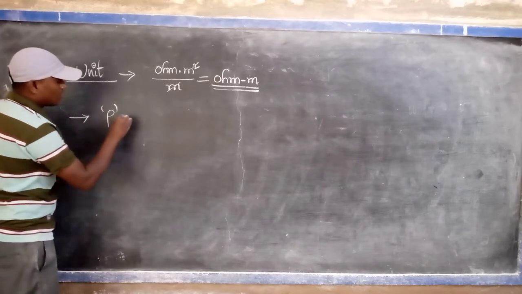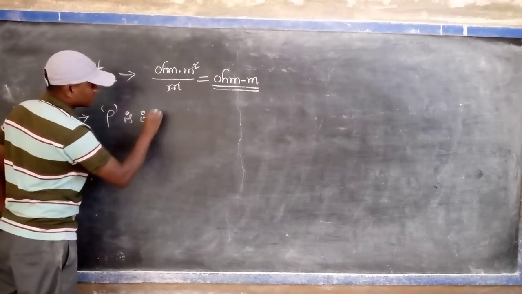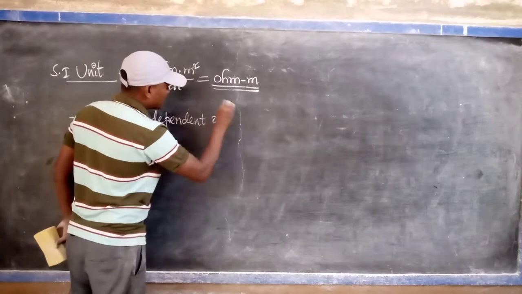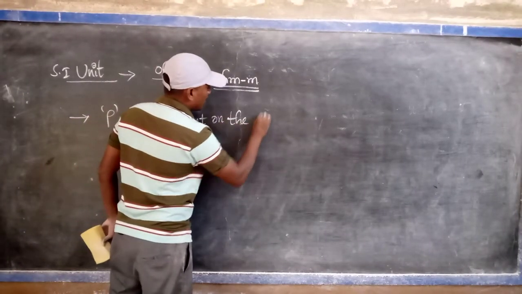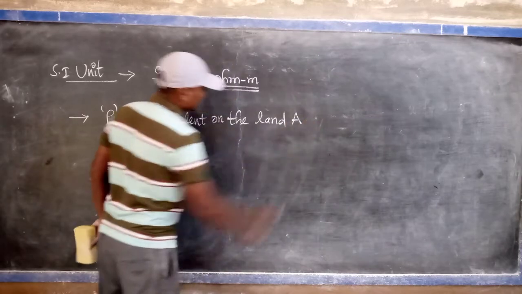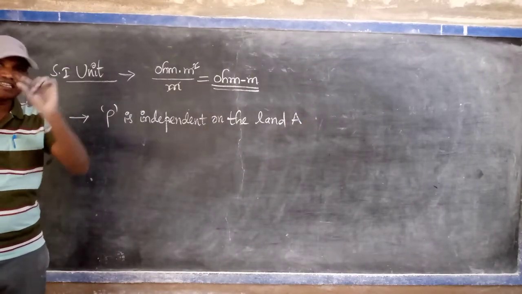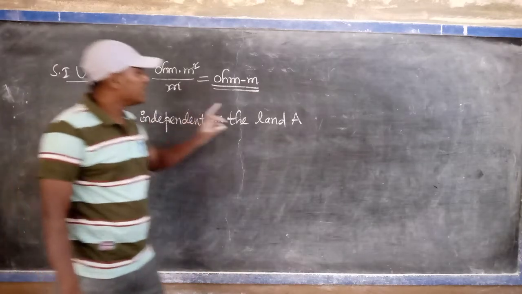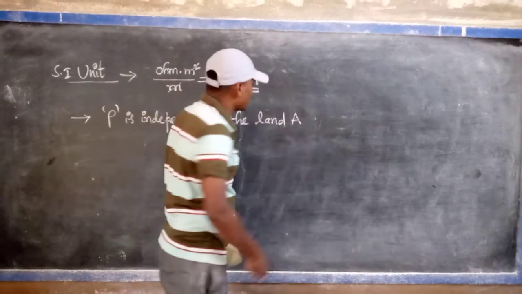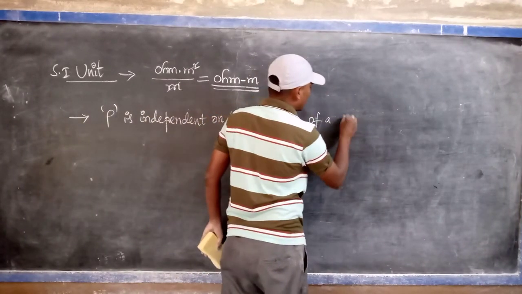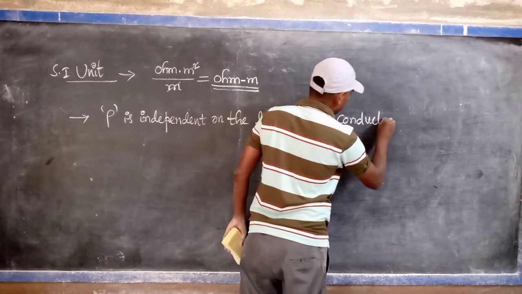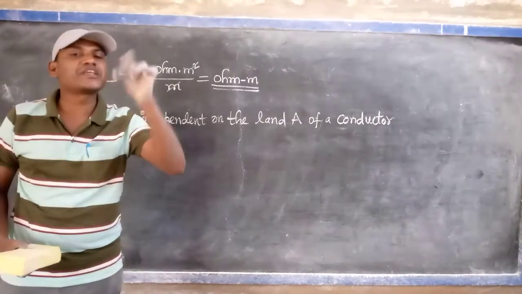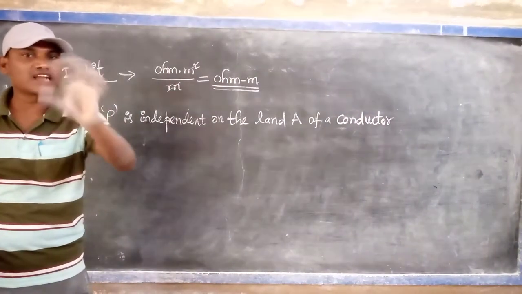Simple. Rho is independent, means not dependent on the L and A. Listen very carefully. The specific resistance or resistivity of a material is not dependent on the length and area of cross section of a conductor. Why? Because specific resistance means you must take unit length and unit area of the cross section; these are not variable factors, they are constant values.